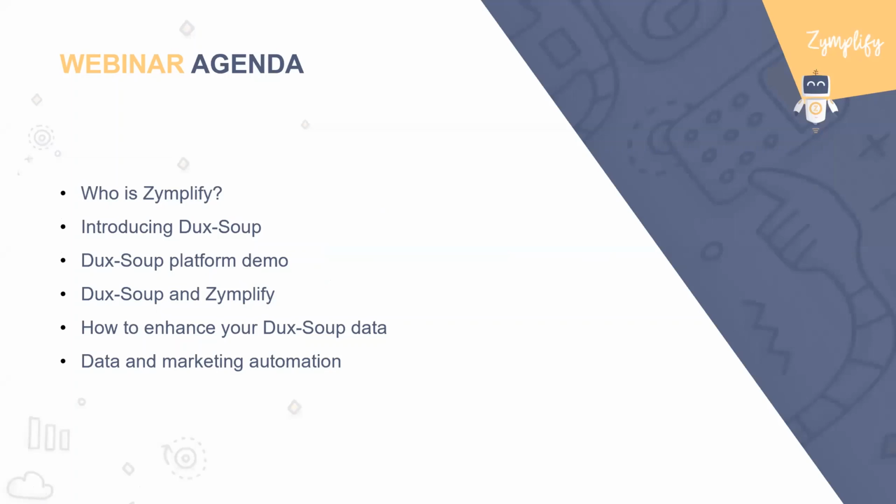So today's agenda to begin with. We're going to start with who is Zymplify and then we're going to cover an introduction to Dux-Soup. We'll then showcase the Dux-Soup platform through a quick demo. And then we will cover how Dux-Soup and Zymplify, these two platforms, can work together. Then we'll move on to how you can enhance your Dux-Soup data through the Zymplify platform. And finally, we will cover data and marketing automation.